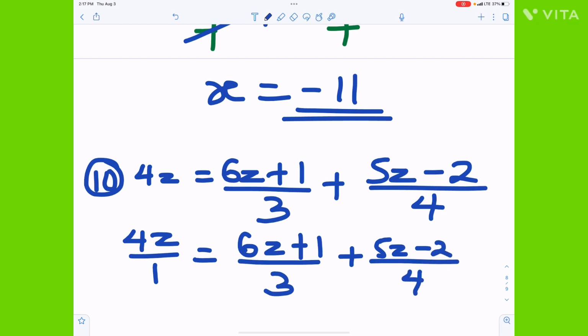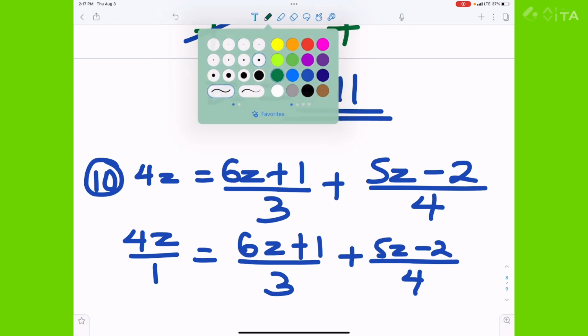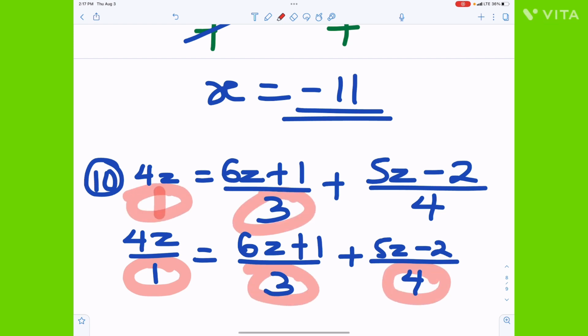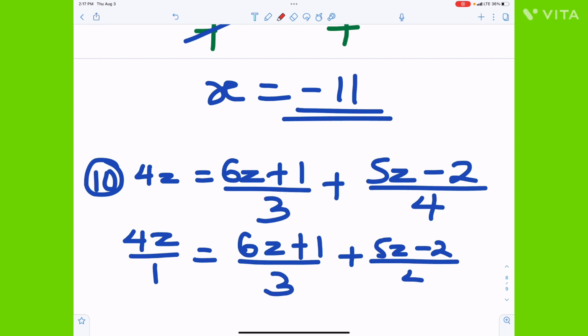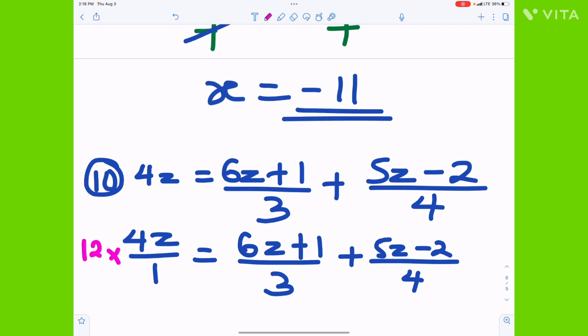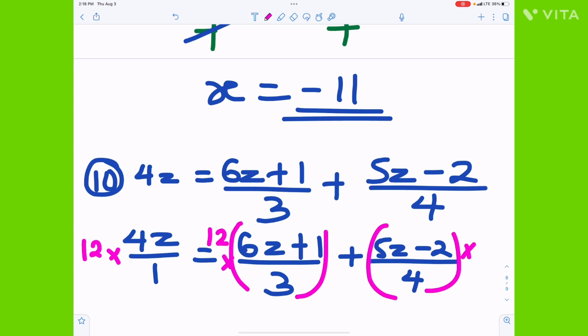The LCM of the denominators in this equation: the denominators are 1, 3, and 4. So the LCM of 1, 3, and 4 is what? 12. Are you getting it? The LCM of 1, 3, and 4 is 12. So I multiply each term by what? 12. Let's do that together. 12 times this, and 12 times everything here. Then this one too times 12.